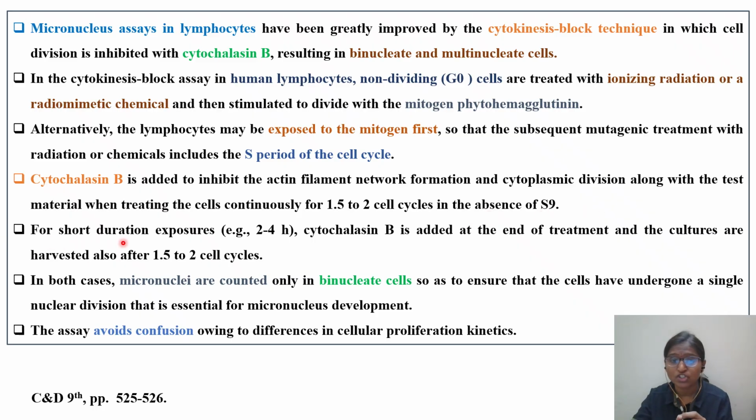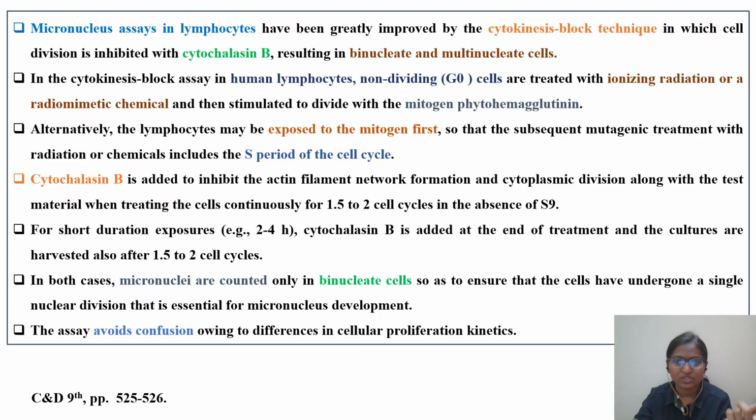For short duration exposure, for example 2 to 4 hours, cytochalasin B is added at the end of the treatment, and the cultures are harvested also after 1.5 to 2 cell cycles. In both cases, micronuclei are counted only in the binucleated cells, okay, so as to ensure that the cells have undergone a single nuclear division that is essential for micronucleus development. The assay avoids confusion owing to differences in cellular proliferation kinetics.